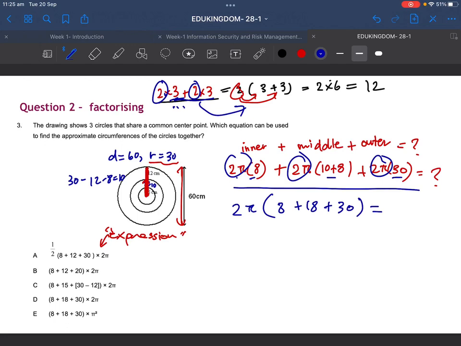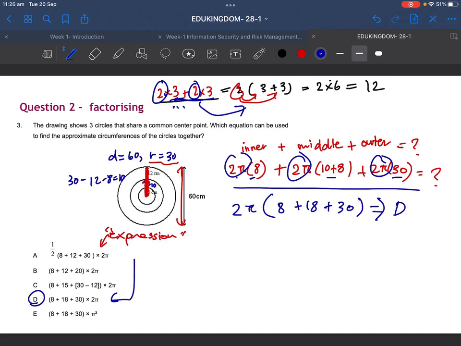Okay? So if this doesn't make sense, take your time to try solve this by yourself. And if you don't, ask your teacher as well. So 8 plus 18 is 26. 26 plus 30 is 56. So in net, we have option D. We don't actually have to work this out because the options are an expression. So we have option D as our answer.